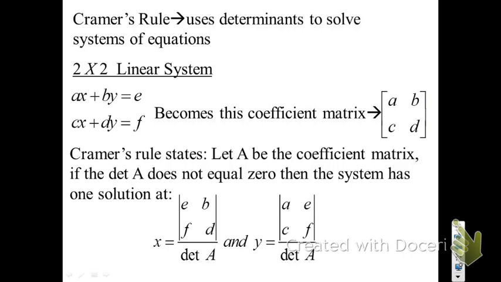x equals, and it will equal the work that you do here. Notice you have the determinant of your coefficient matrix, and that would be this one here. And then you're going to create a new matrix for the top of that fraction. And this is how I teach kids to remember this: if you're solving for x, you replace the x column with the answer column. So e, f goes there instead. Now, if you're solving for y, you replace the y column with the answers.